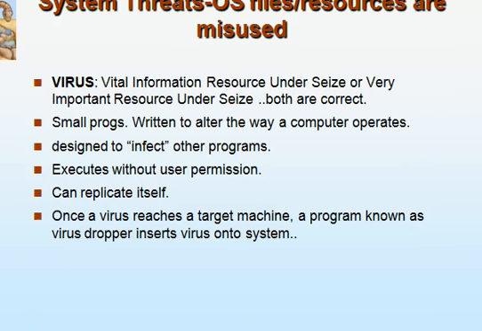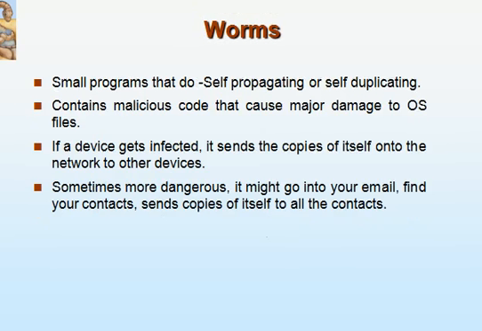Now system threats: operating system files and resources are misused, for example by a virus. What is a virus? It's a vital information resource under siege, or a very important resource under siege. Both are equal and correct. Viruses are small programs written to alter the way a computer operates, designed to infect other programs, and can replicate themselves. Once a virus reaches a target machine, a program known as a virus dropper inserts the virus onto the system.